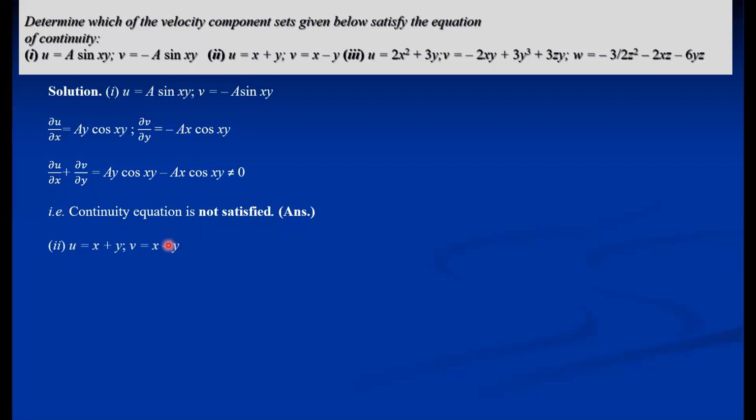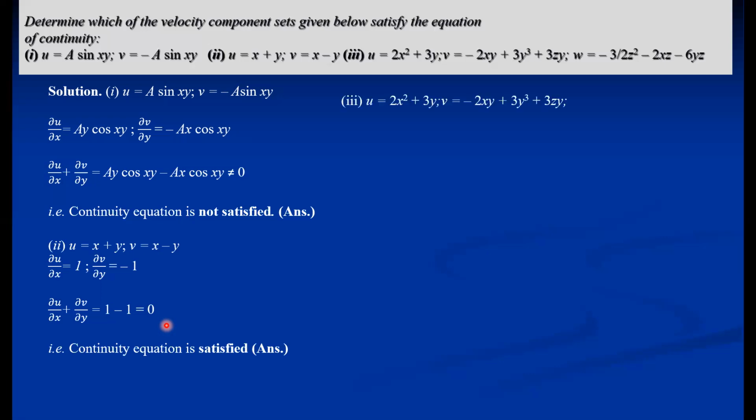So similarly, equation number 2 is a comparatively simple expression. Again, it is a two-dimensional, 2D steady flow. ∂u/∂x is equal to 1 and ∂v/∂y is equal to -1. In this case, the addition of both is equal to 0. Hence, the continuity equation is satisfied. We can say the flow is possible, and if this velocity field is for a possible flow, then the flow is incompressible in this case.